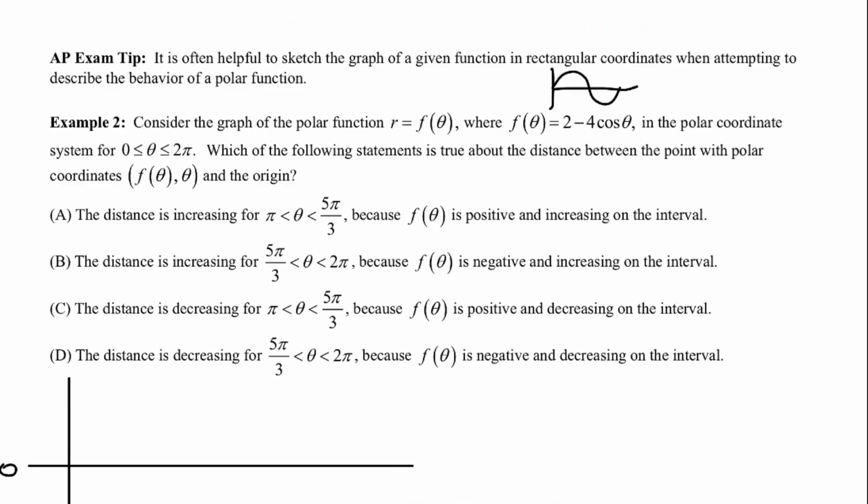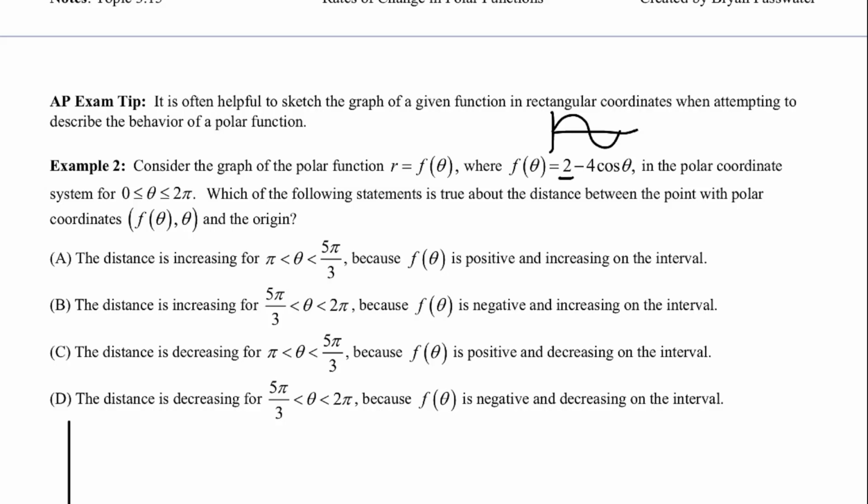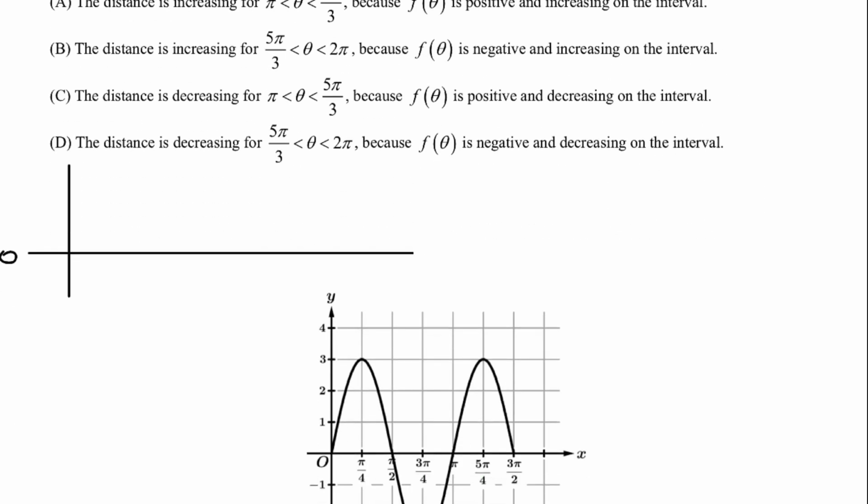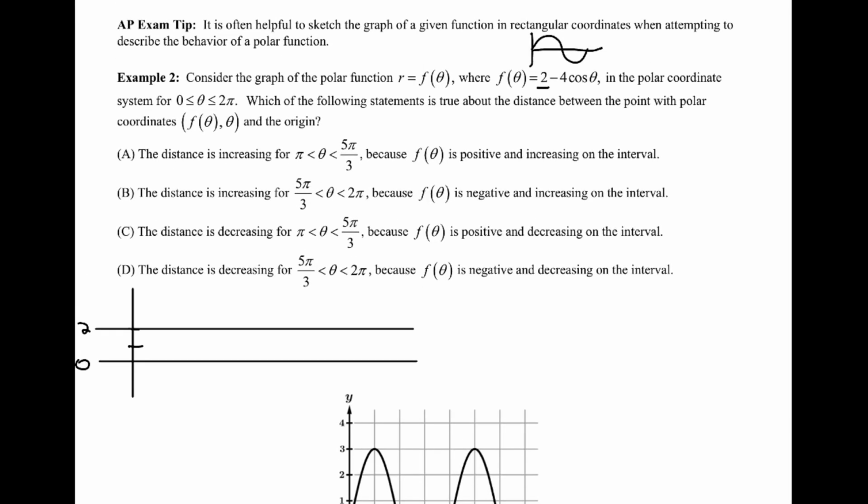Here's 0. And we have to be careful. We're going up by 2 because of this 2. So I'm going to go up to 1, 2. Make this my new line at 2. My amplitude is 4, so it's going to go up 1, 2, 3, 4, up to 6. It's going to go down 1, 2, 3, 4, down to negative 2.